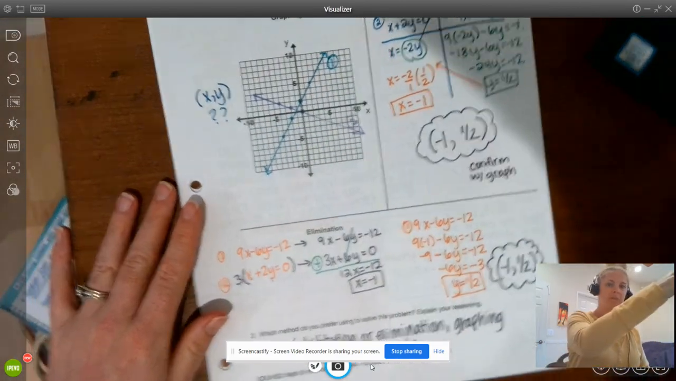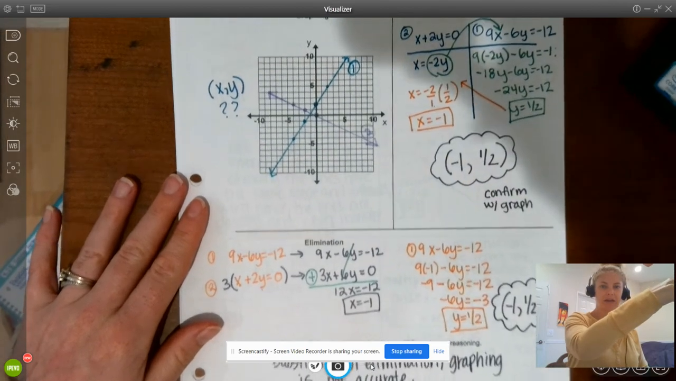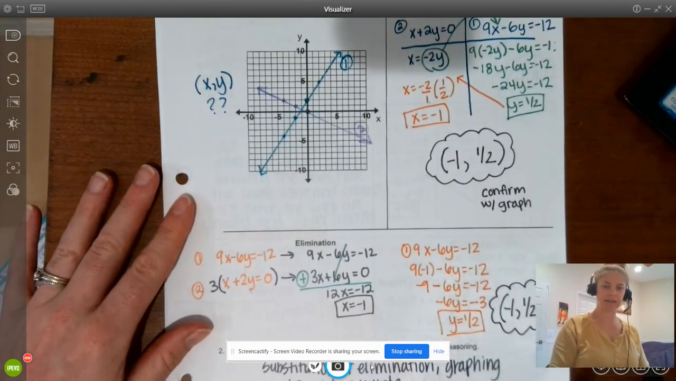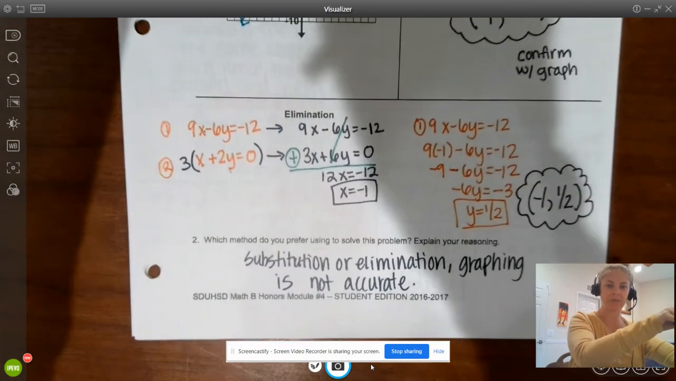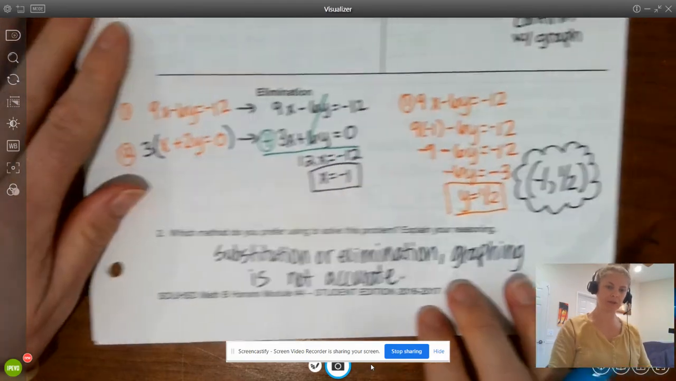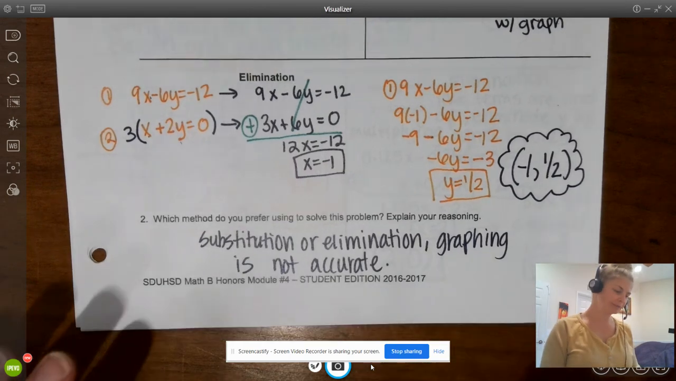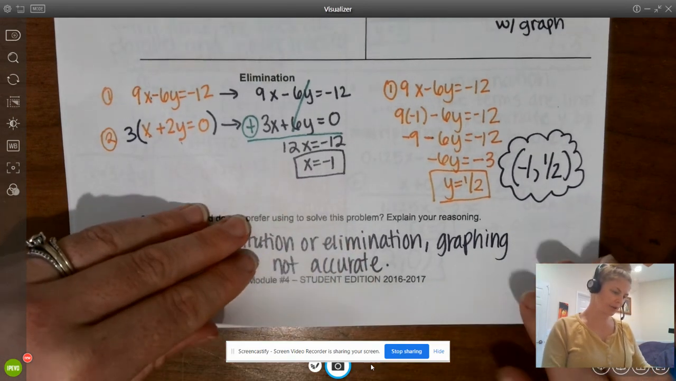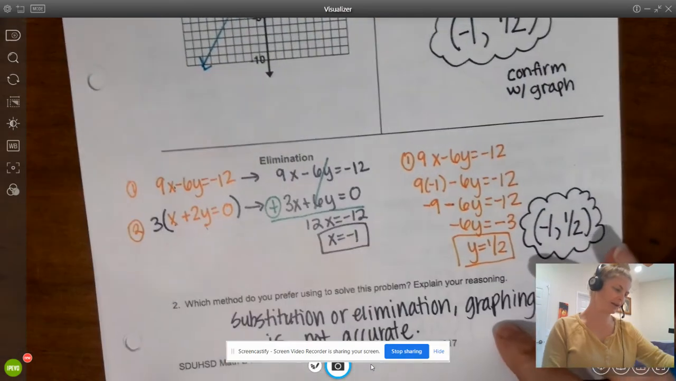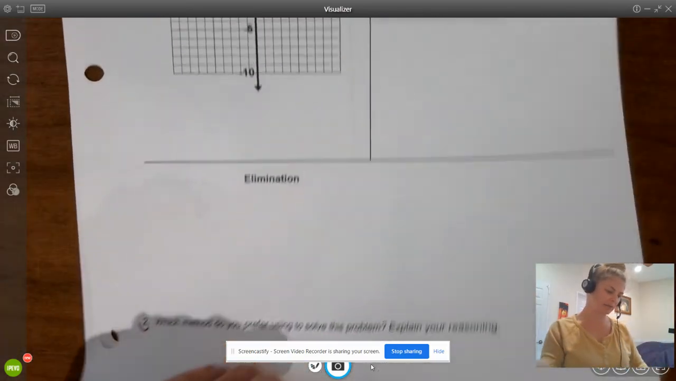So most efficient means it's the most accurate and it takes less time. I would say that the most accurate and most efficient would be substitution or elimination. Graphing is not accurate here. So let's take a look at the next set of problems.